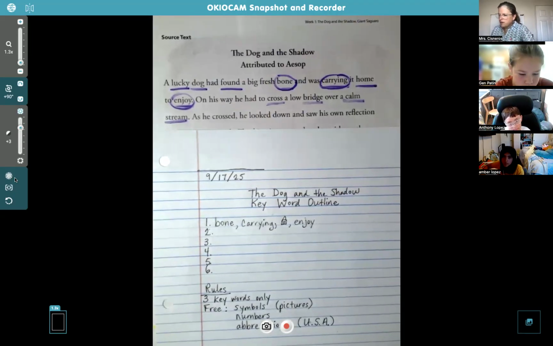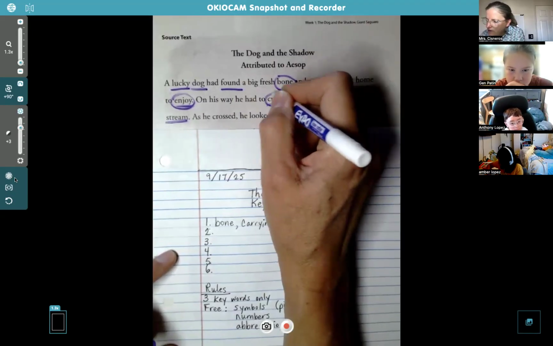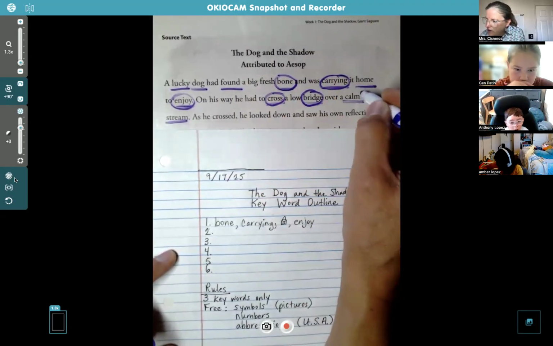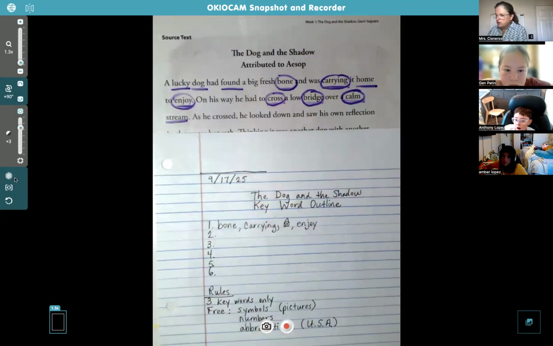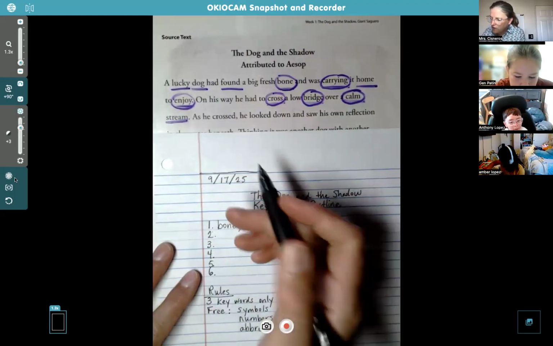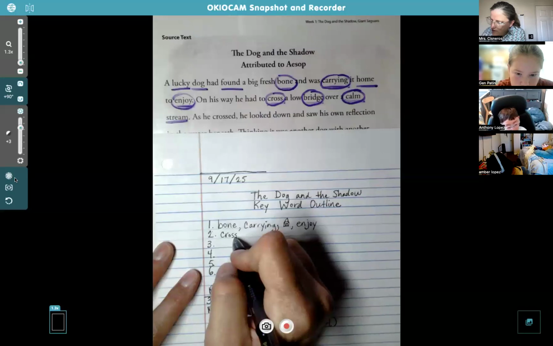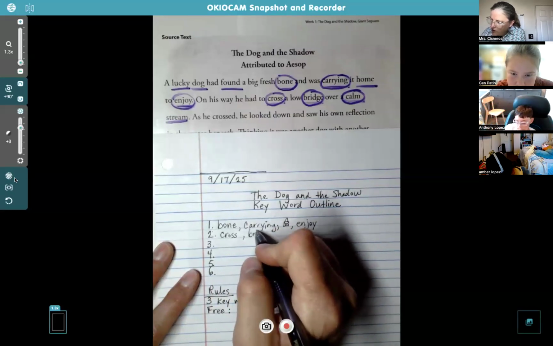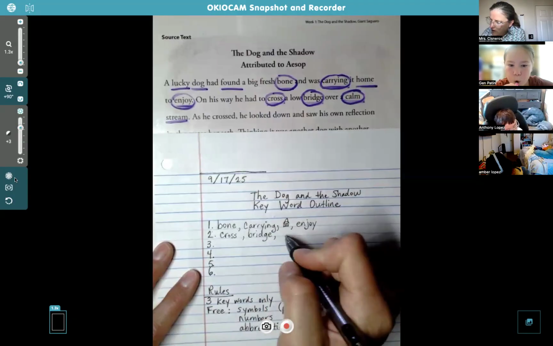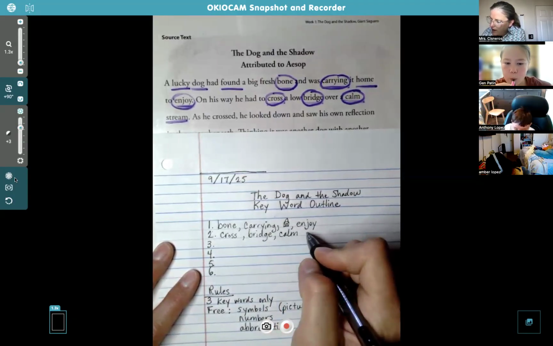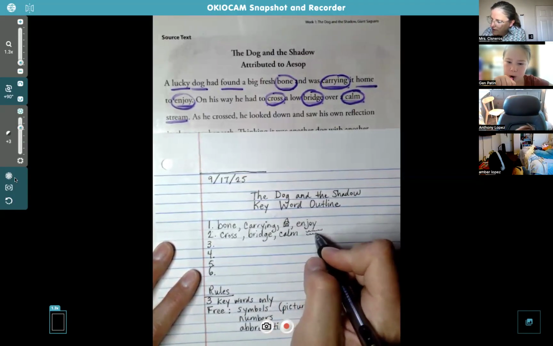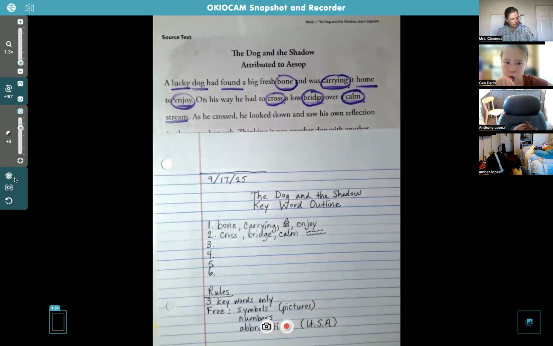But so I'm going to circle cross, bridge, and calm. And then I'm just going to remember to draw water. Okay. So I'm going to copy those: cross, bridge, calm. And then my water is just going to go like that, just to represent water, like waves. That was good. And so we do that too.